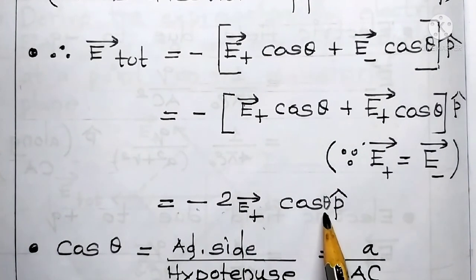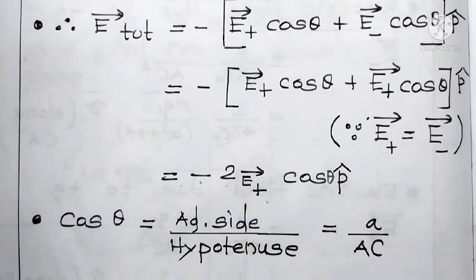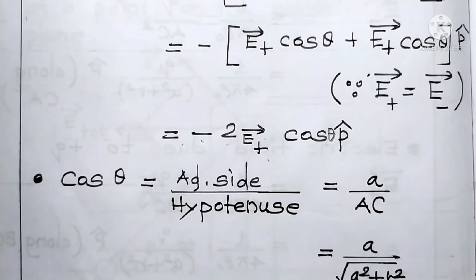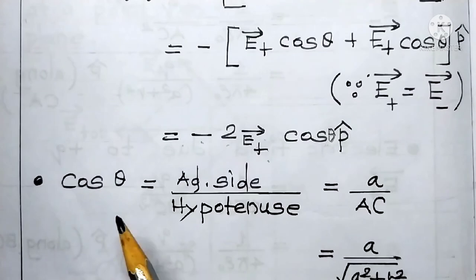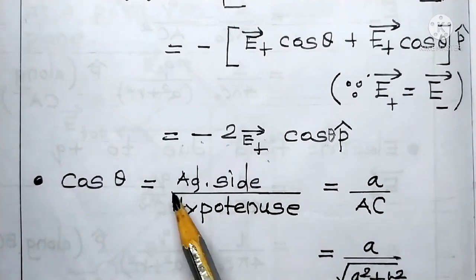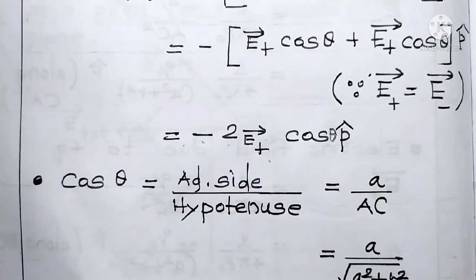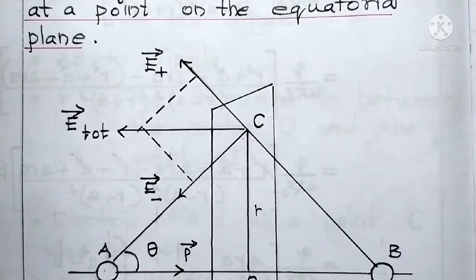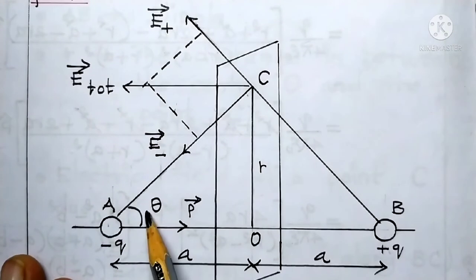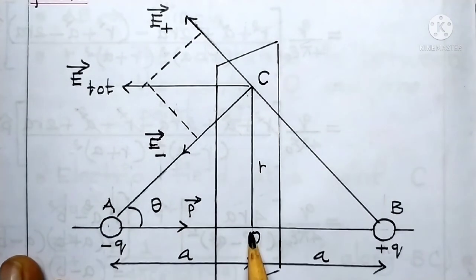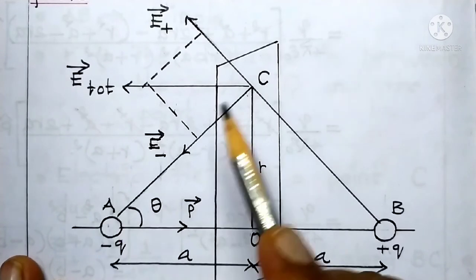Here we are supposed to find out the value of cos theta. What is the formula to calculate cos theta in trigonometry? Which is nothing but adjacent side by hypotenuse. So in the diagram, let us see, here is the theta. Which is the adjacent side for this theta? AO. And what about hypotenuse? AC.